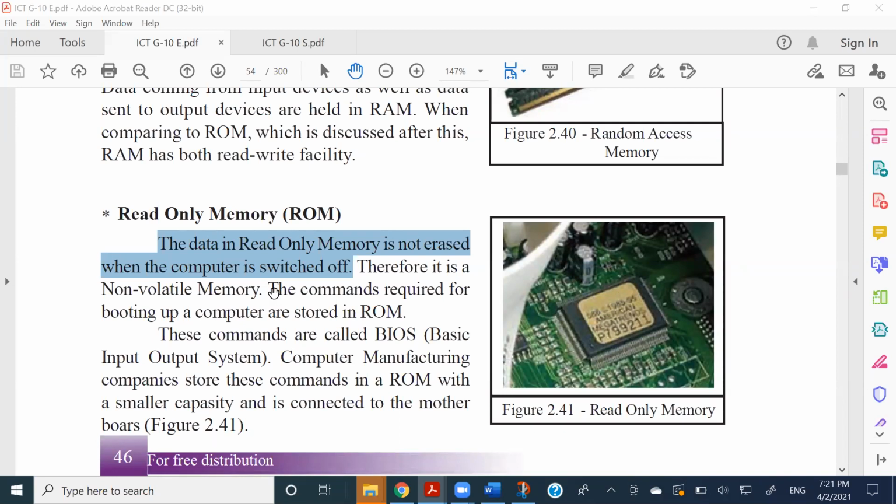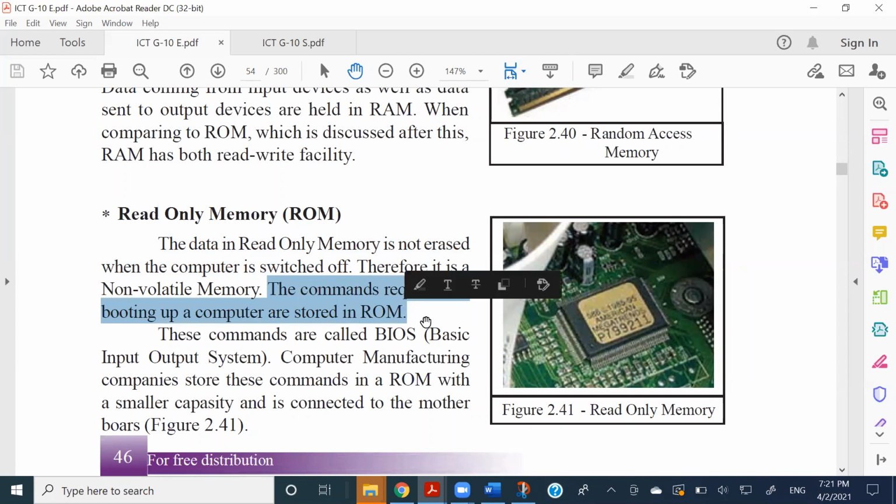Okay, the second point is going to be this: the commands required for booting up a computer are stored in ROM. That is the second point. So the very first sentence is the first point, then this is the second point.